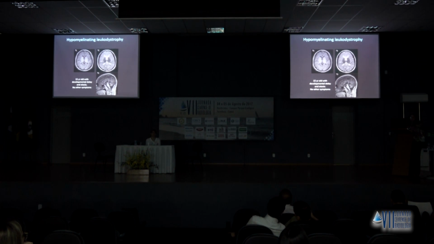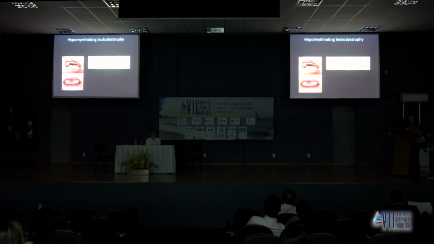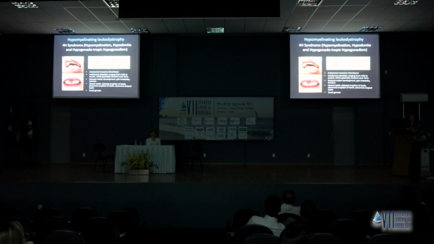So you should be suspecting that this child could have hypomyelination, and you want to go into the chart and ask some questions, because this child here also had abnormal teeth. The teeth weren't coming in, they were abnormal in shape, and also the child had small gonads. And so the combination of all of these findings can lead you to the diagnosis of 4H syndrome, which stands for hypomyelination, hypodontia, hypogonadotropic hypogonadism. So that way, easy, you can make the diagnosis now.